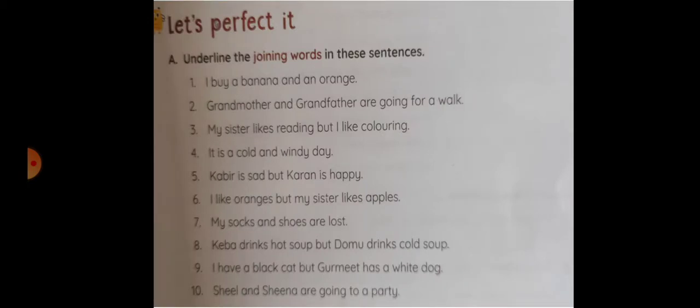Now here, let's perfect it. We will be underlining the joining words in these sentences. I will discuss 1 to 5 with you and then 6 to 10 would be your homework, children. On your own, you need to underline the joining words. I buy a banana and an orange. What is the joining word here? And. Underline "and".